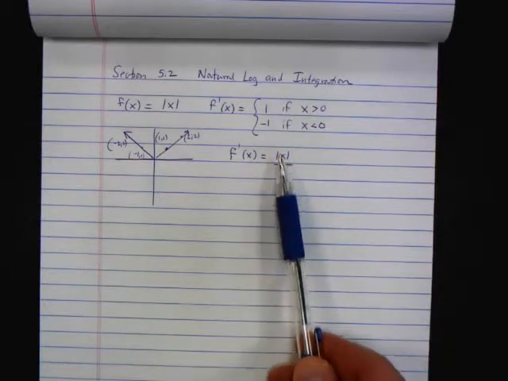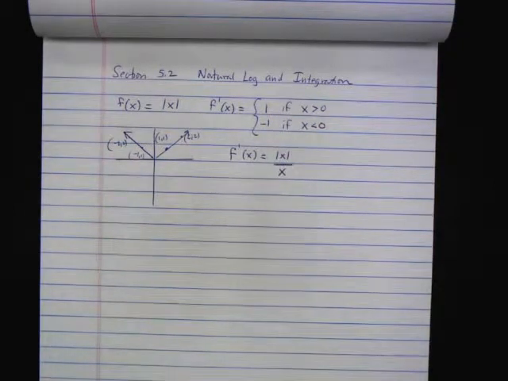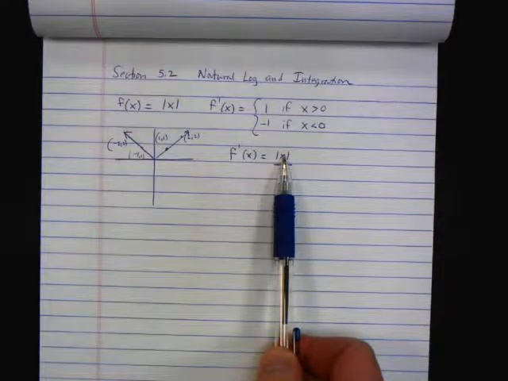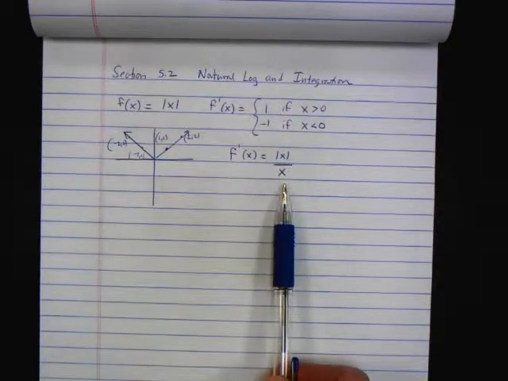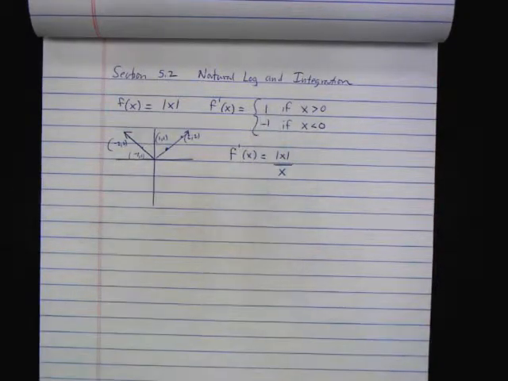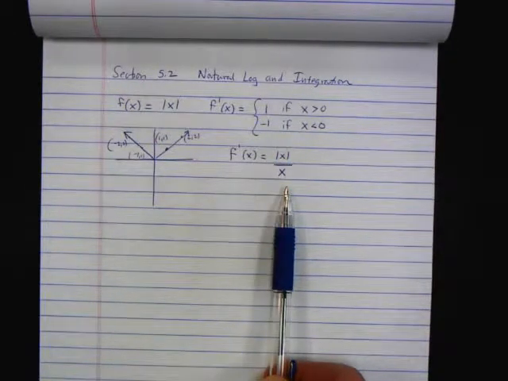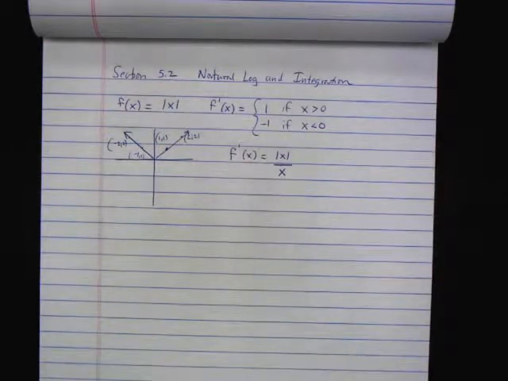Why are those the same thing? Well, pick your favorite positive number. What's your favorite positive number? 4. If you plug 4 in, what's the absolute value of 4? 4. What's 4 divided by 4? 1. Pick another favorite positive number. 13. What's the absolute value of 13? 13 divided by 13 is 1. So it certainly works for positive numbers.